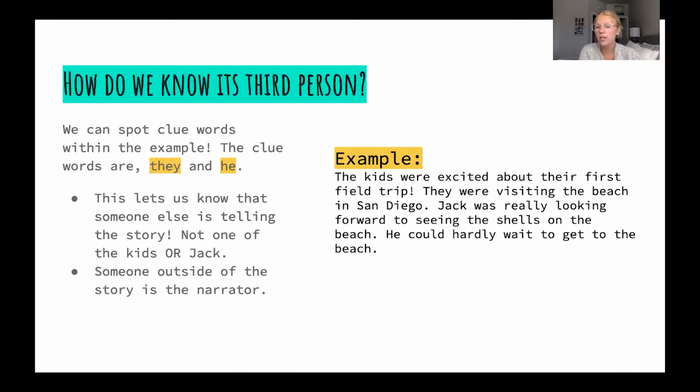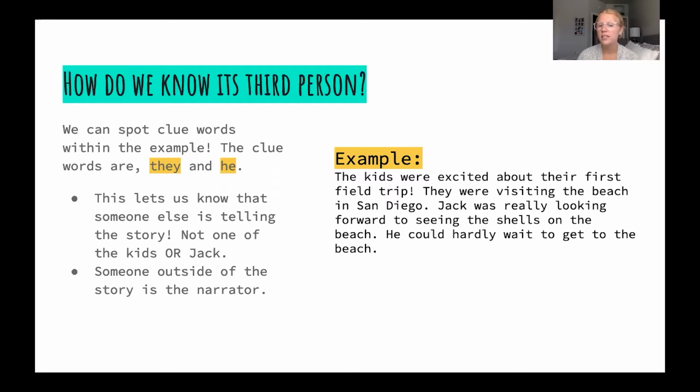There's a couple clue words. These clue words are also pronouns. Take a moment to think to yourself, what are these pronouns? What are these clue words in this example text that tell me this is a third person text? The clue words are they and he. So hopefully you guys were able to notice that the words they and he were in our story. This tells us that this is a third person text.